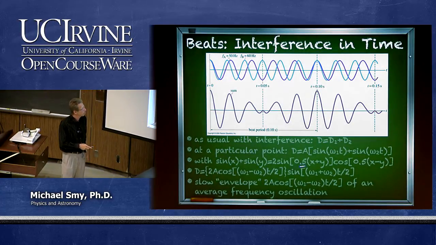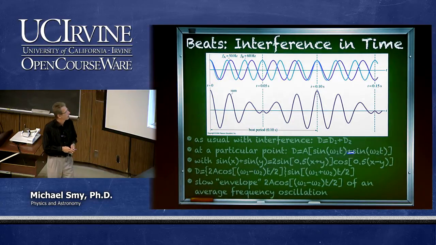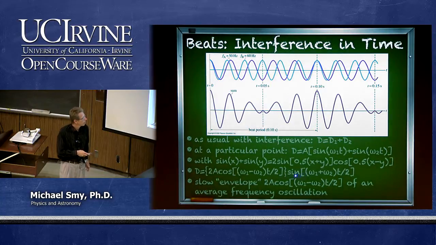And we use this formula from trigonometry: the sum of sine x and sine y equals twice the sine of the average of x and y times the cosine of 1/2 of the difference. If you apply that to this sum, then we get twice the amplitude times cosine of the difference divided by 2 times the time, multiplied with the sine of the average frequency times the time.